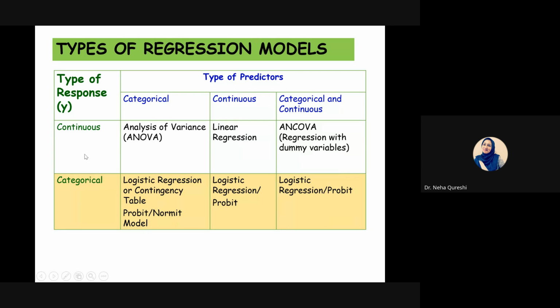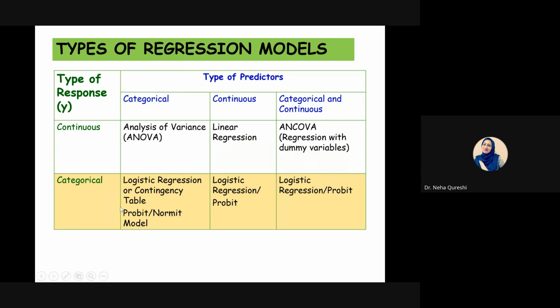But when your Y is continuous and the X is a combination of both categorical variable as well as continuous variable, that time we have two options. Either we go for ANCOVA models or we go for regression with dummy variables, which is similar. So you take a dummy variable also in your model. Dummy variable means a categorical variable, a certain variable which has two categories or more than two categories. And then a continuous variable that can be any.